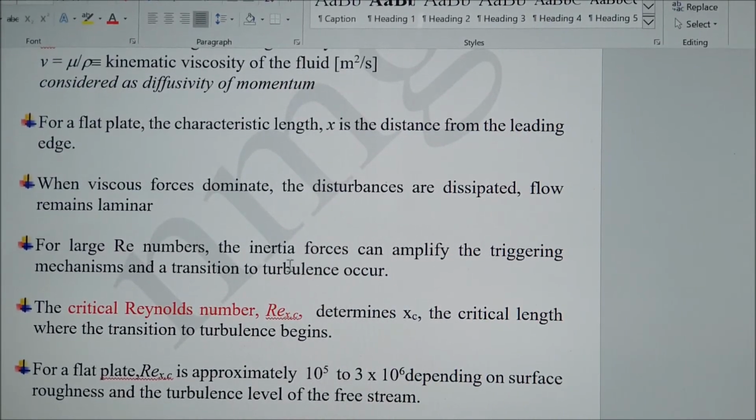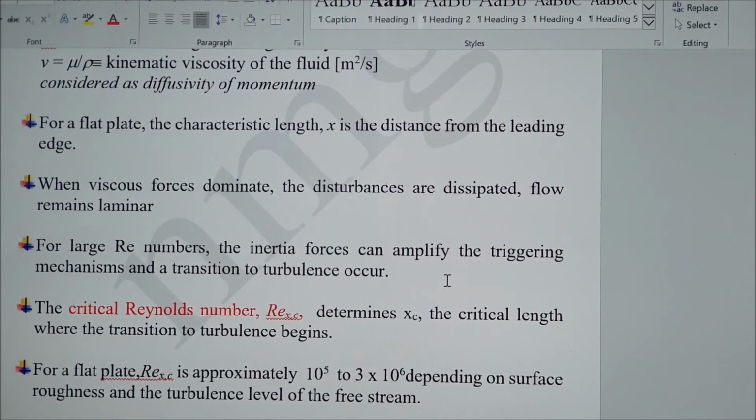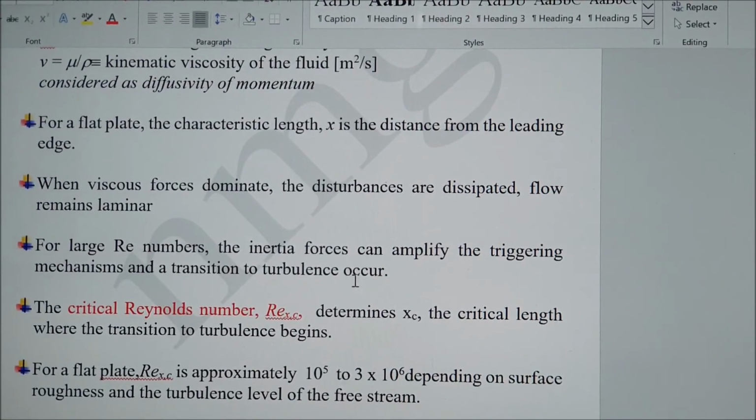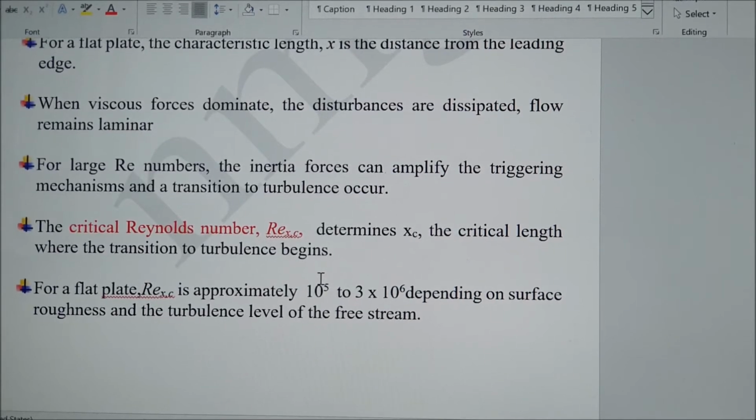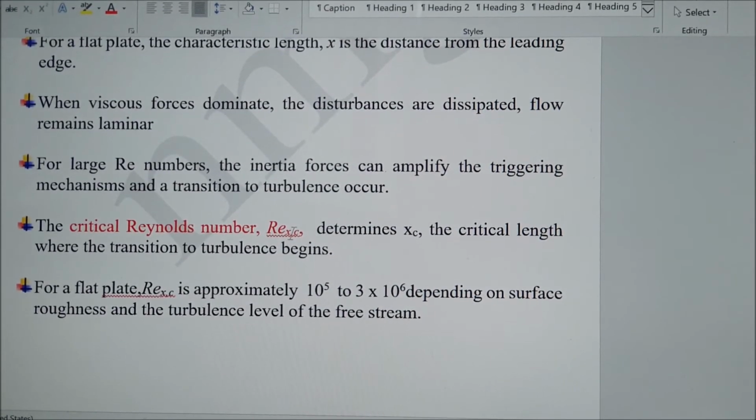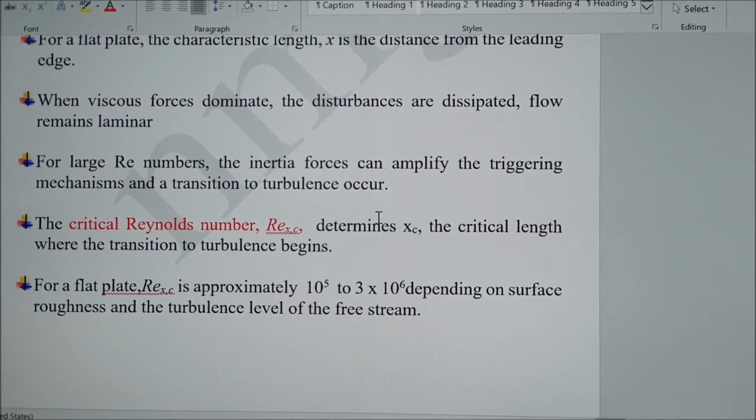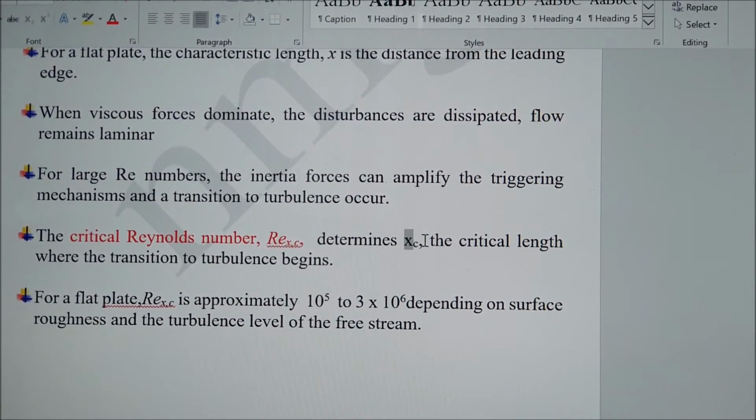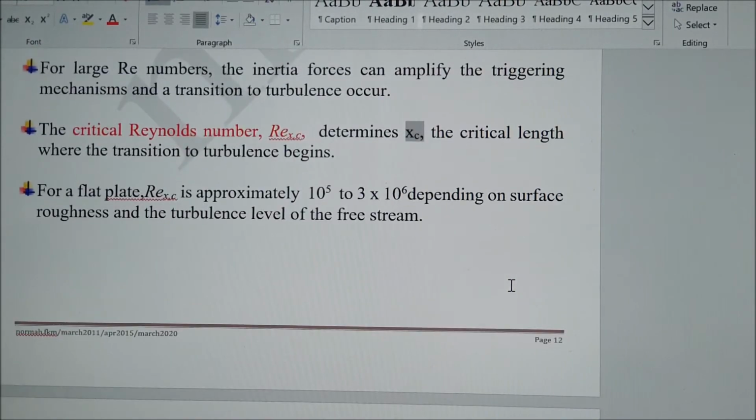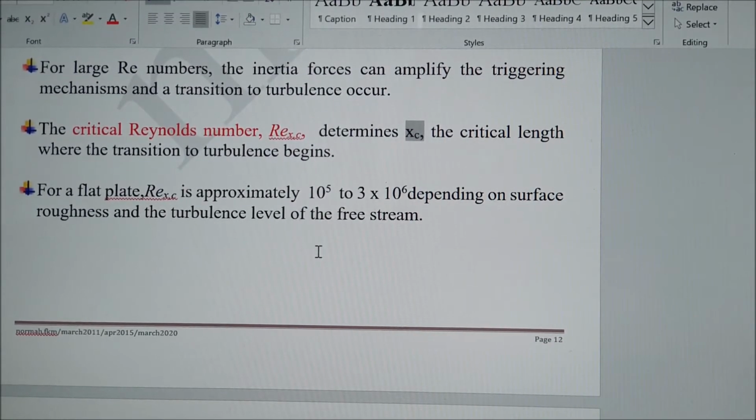For large Reynolds number, the inertial forces can amplify the triggering mechanism and the transition to turbulence occurs. Now, we call the critical Reynolds number, where transition to turbulence occurs, Reynolds number subscript xc. The critical length where the transition to turbulence occurs is this term. So, for a flat plate external flow, turbulence is approximately initiated at a Reynolds number of about 10 to the power 5 to 3 times 10 to the power 6.